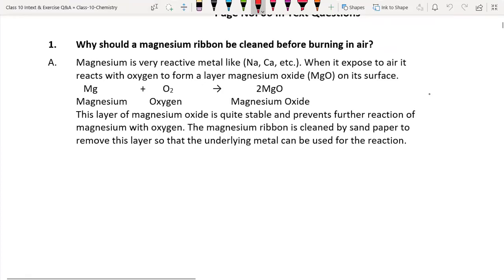Why should a magnesium ribbon be cleaned before burning in air? We know when magnesium is reacting with oxygen, it forms magnesium oxide. Of course, this is not a balanced equation. Let us balance it later.